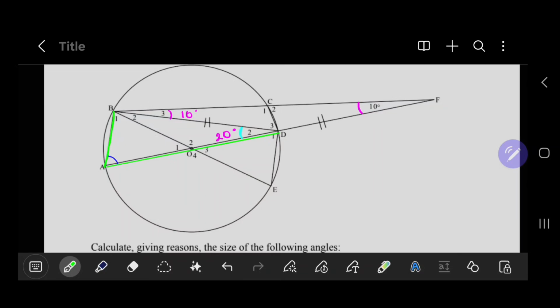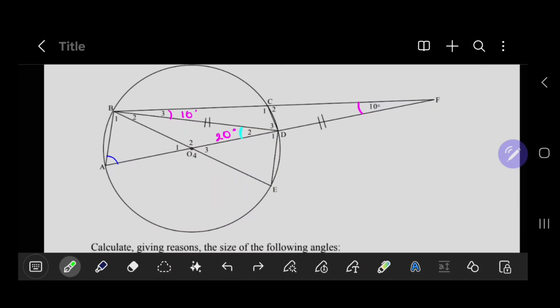B and D also subtend to angle E, which means that angle A and angle E are equal to each other. Had we known what angle E is, then we would just be able to use angles in the same segment. However, we don't know what angle E is, so we need to find another way of getting angle A.